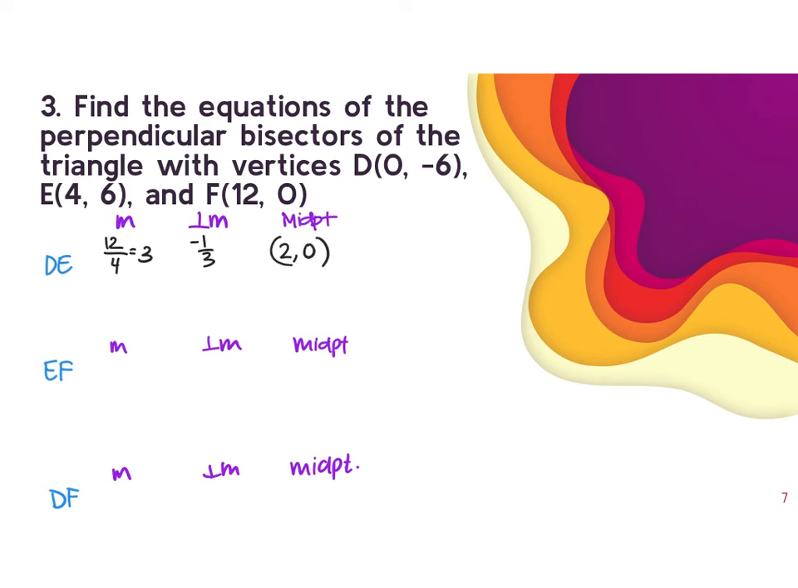For our equation, we're using the midpoint and the perpendicular slope. Y minus y1, which is 0, equals our slope, -1/3, x minus x1, which is 2. That is our equation. Go ahead and try E and F and then D and F on your own. And when you're done, press play to check your answer.